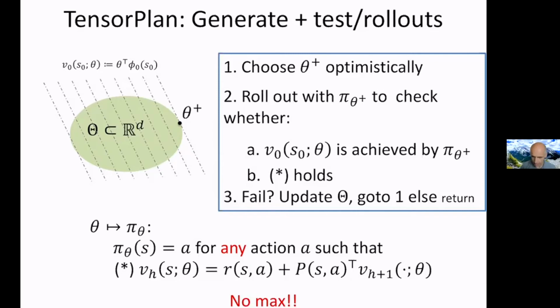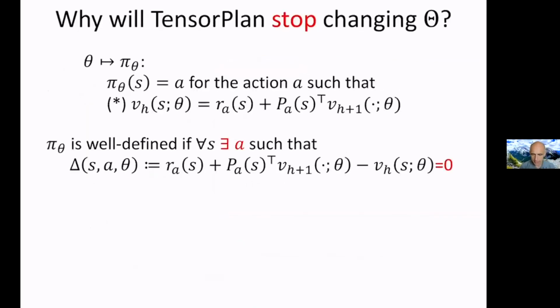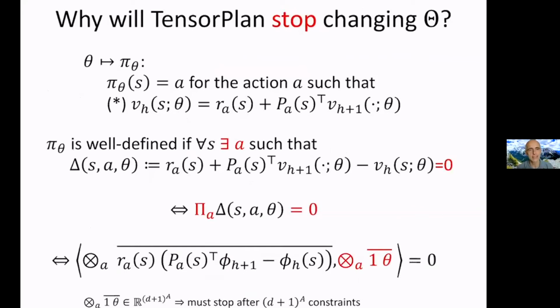All right, so my time's kind of up. So why will TensorPlan stop changing theta, and why do we use this weird construction for defining the induced policy? By definition, the induced policy is well defined if all the TD errors at all the states and actions are zero for some action, which is equivalent to saying that the product of these TD errors over the actions at some state is zero. And you can rewrite this with linear algebra, and it becomes a linear expression in the tensorization of the parameter vector. So that's just moving the unknowns to one side. And now if you look at this, this is just linear constraints on a polynomial function of the parameters. So you basically lift it to a higher dimensional space, but there you have linear constraints.